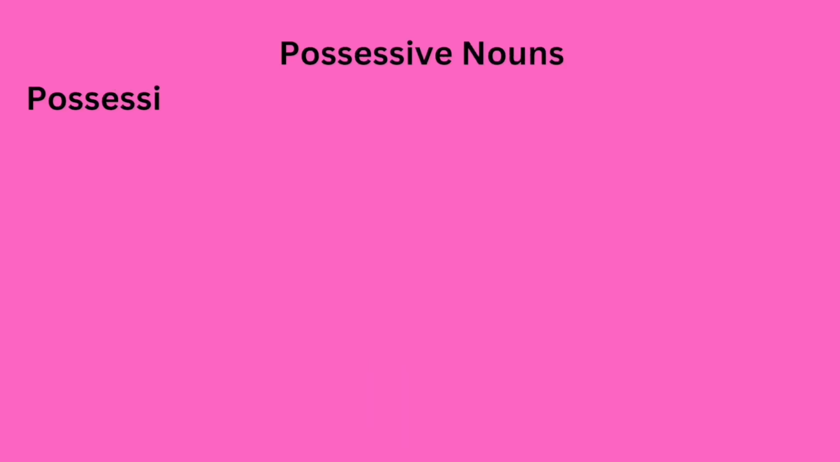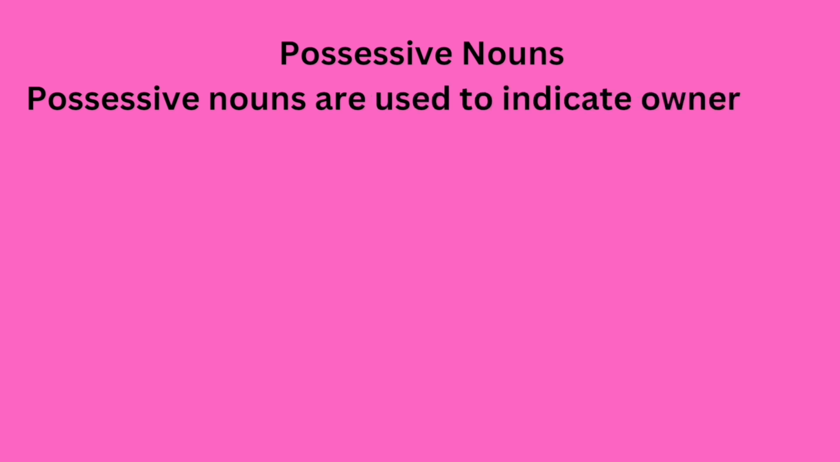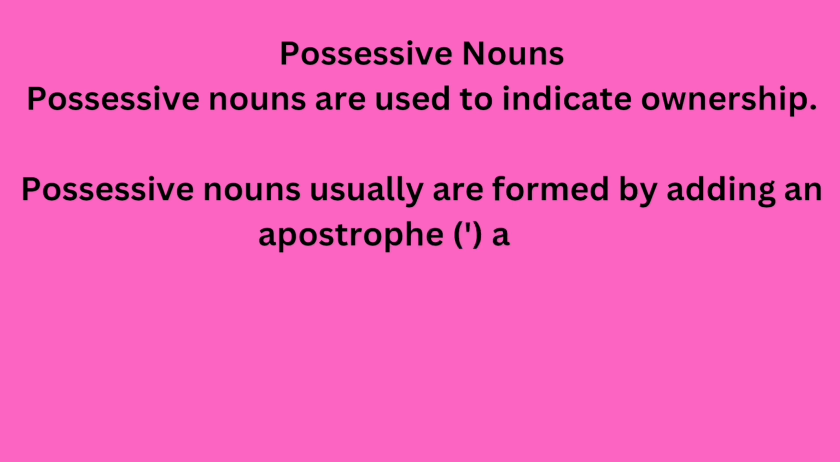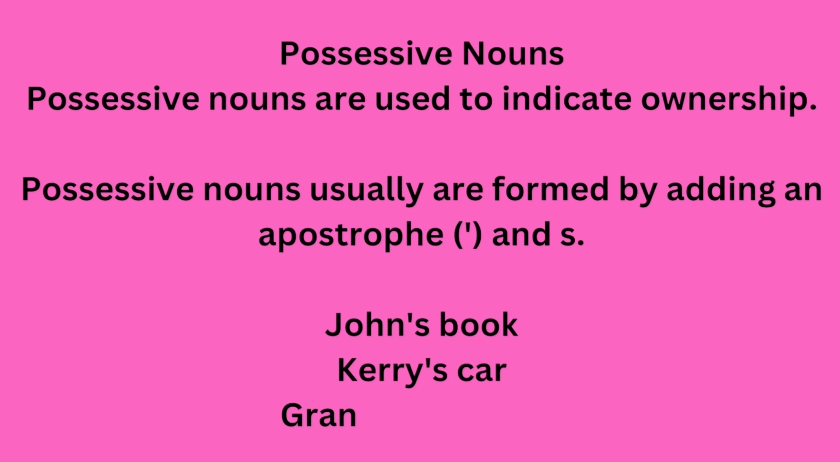Possessive nouns. Possessive nouns are used to indicate ownership. Possessive nouns usually are formed by adding an apostrophe and s. John's book. Grandma's mirror.